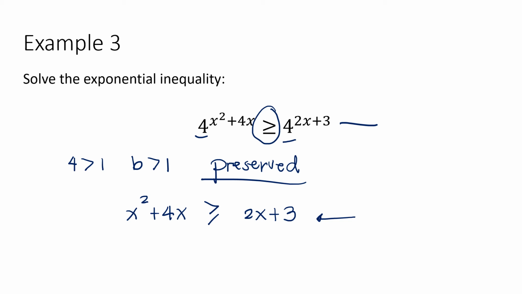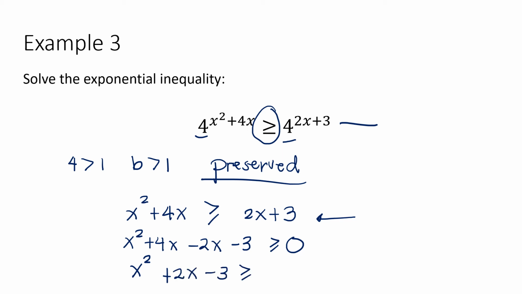So working on a quadratic inequality, this will be x squared plus 4x minus 2x minus 3 is greater than or equal to 0. So in solving a quadratic inequality, we have to set the other side to be 0. So this will be x squared plus 2x minus 3 is greater than or equal to 0. Then you have to factor the quadratic expression. That's x plus 3 and x minus 1 greater than or equal to 0.